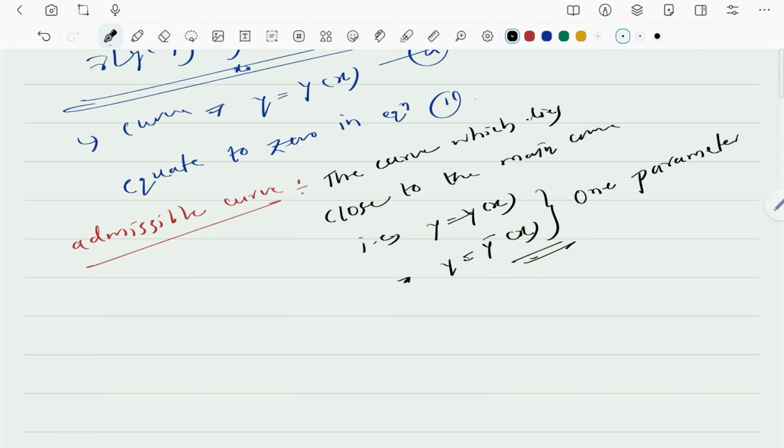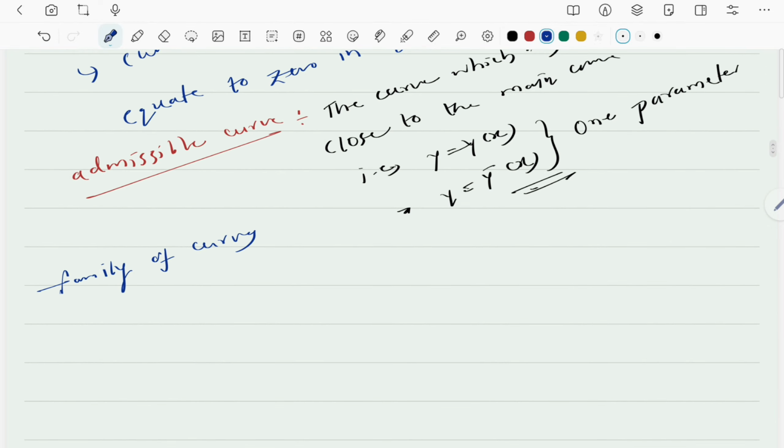taking these into one parameter, we need a family of curves. How can we represent the family of curves? We need a family of curves, that is y of x comma alpha is equal to y of x plus alpha into y bar of x minus y of x.